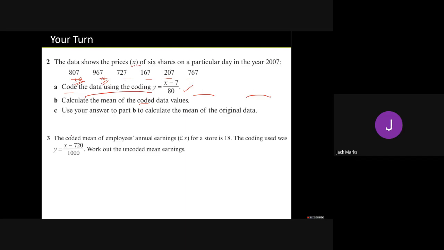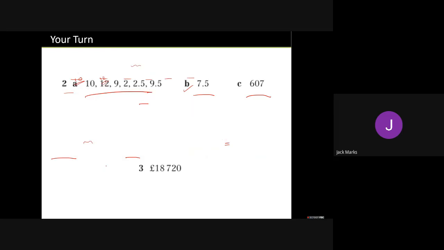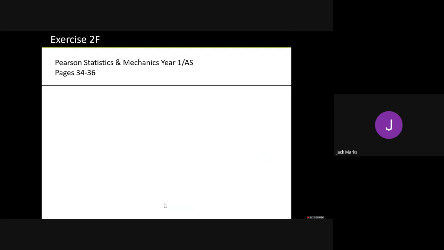The last question is a very nice illustration. So we're not getting the data, we're getting the coded mean is 18. The code used was this. What's the uncoded mean? So let's go backwards. 18 times 1,000, 18,000 plus 720. I'm doing everything because it's the mean. The mean has everything applied, and we get 18,720. And that takes you to 2F, which is the last sort of main part of content. However, there will be another video showing an alternate way of doing linear interpolation for harder questions.